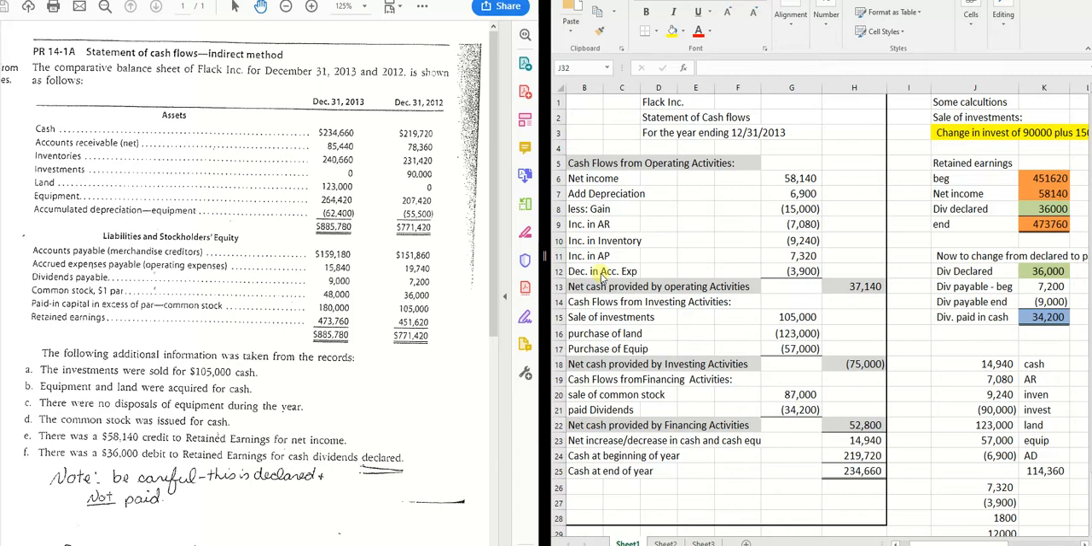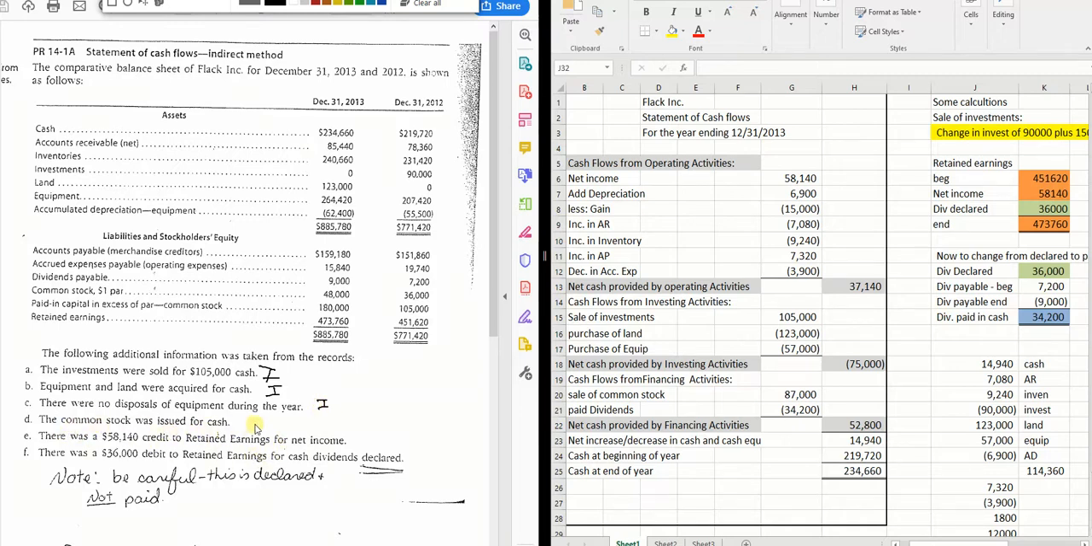Okay. All right. So now notice the first thing I look for is an income statement, and I don't have one. So now I need to go through these. Investments were sold for $105,000 cash. I'm going to write investing next to that. So I'm going to let you do that. Equipment and land were acquired for cash. That's an investing section. There were no disposals of equipment during the year. That's really no place, but investing.